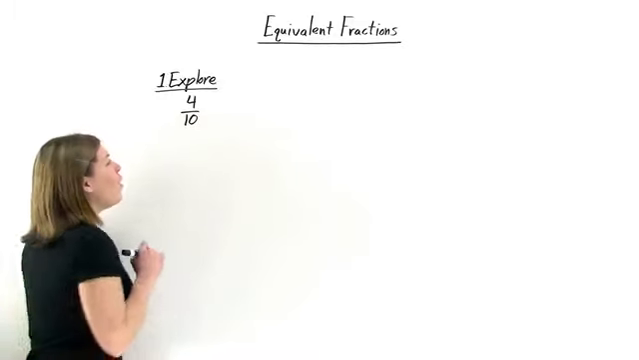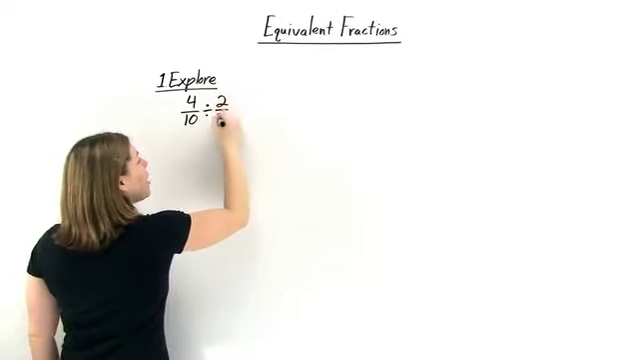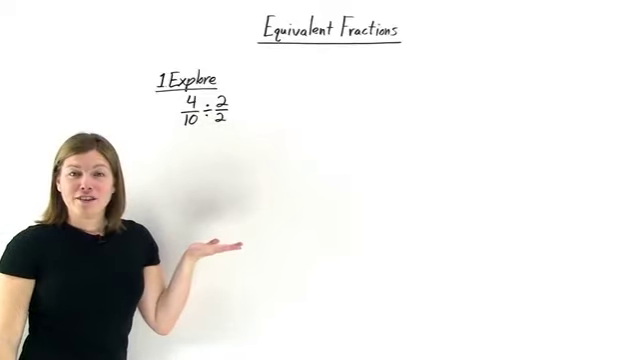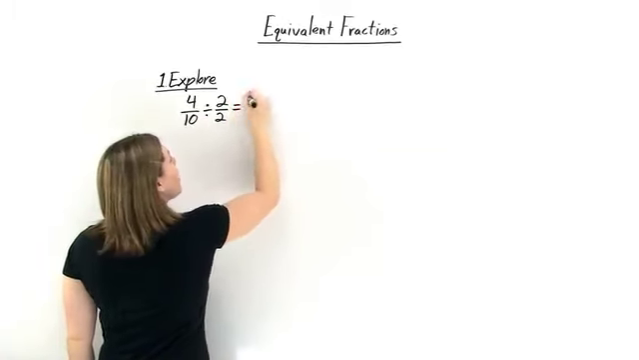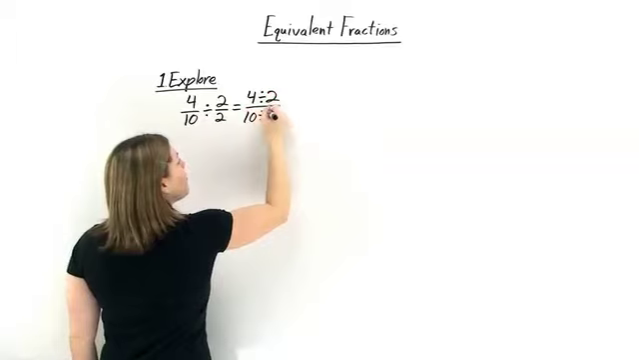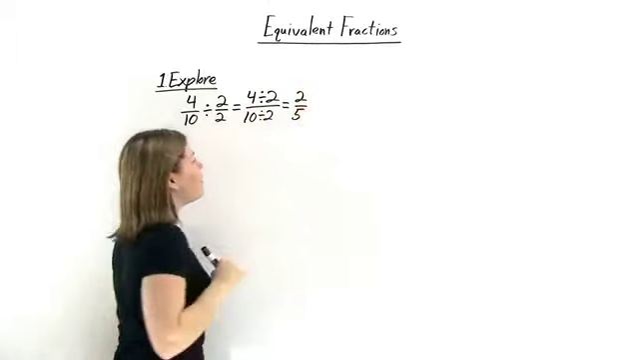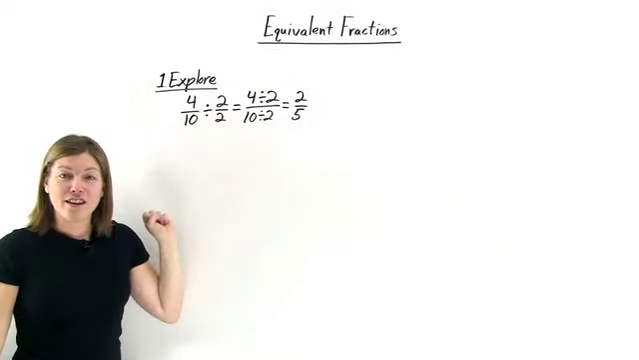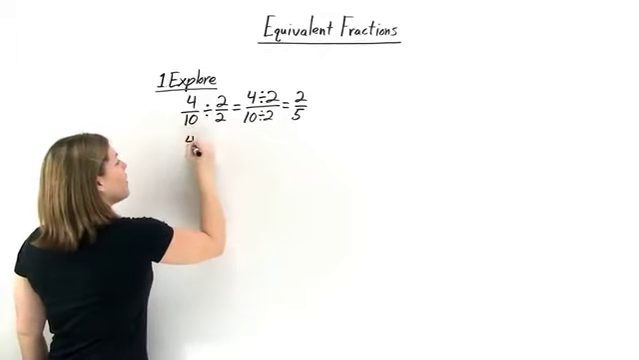In order to do that, we need to take 4 over 10 and divide it by a fancy form of 1. Here, we can divide by 2 over 2. 2 over 2 reduces to 1. So really, we're just taking 4 over 10 divided by 1. When we do that, we have 4 divided by 2 in the numerator and 10 divided by 2 in the denominator. Simplifying, we get 2 over 5. So 2 over 5 is a reduced form of 4 over 10. Neat.